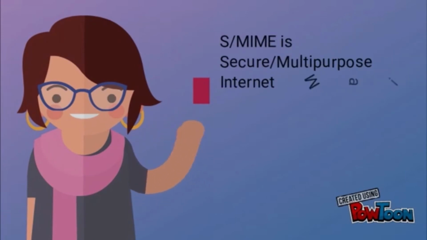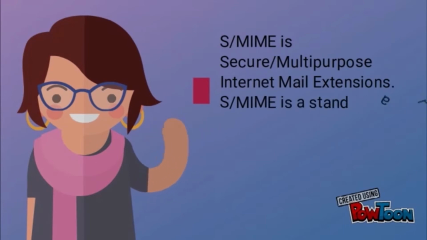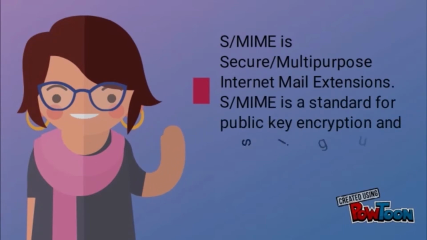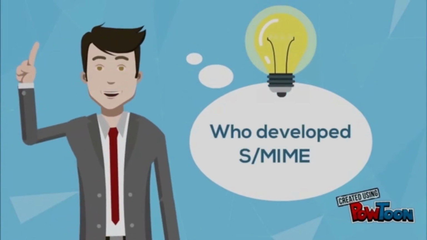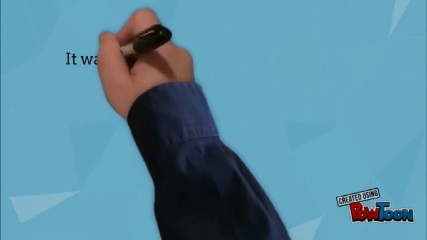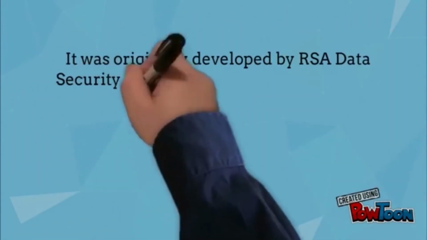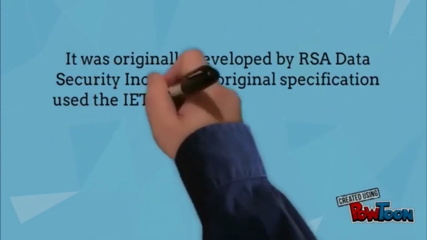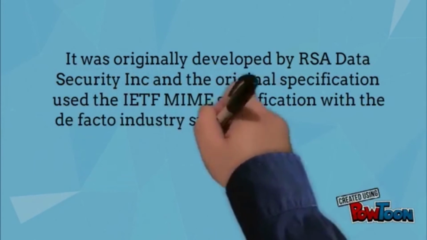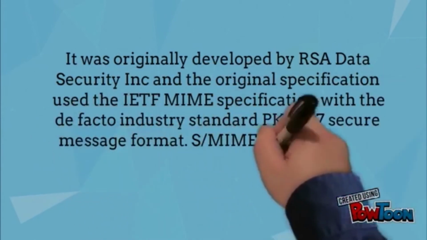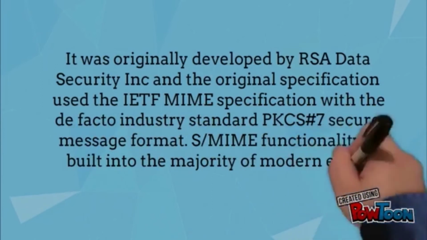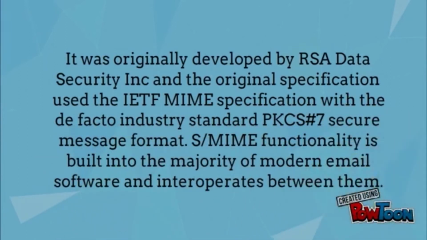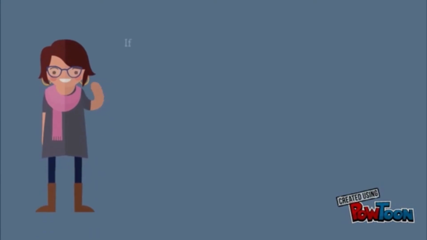S/MIME is Secure Multipurpose Internet Mail Extension. S/MIME is a standard for public key encryption and signing of MIME data. Who developed S/MIME? It was originally developed by RSA Data Security Inc., and the original specification used the IETF MIME specification with the de facto industry standard PKCS#7 secure message format. S/MIME functionality is built into the majority of modern email software and interoperates between them.